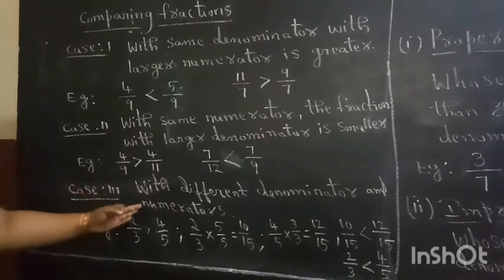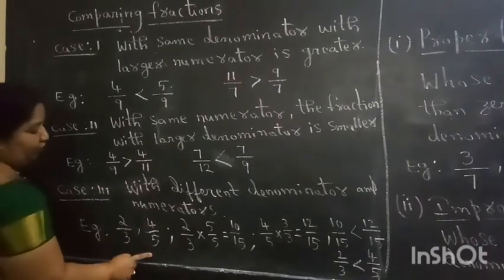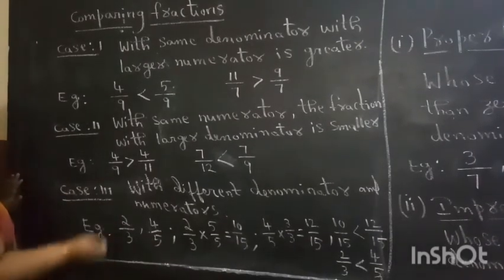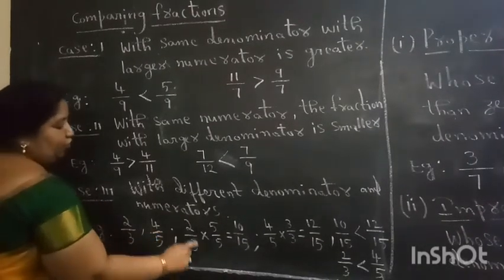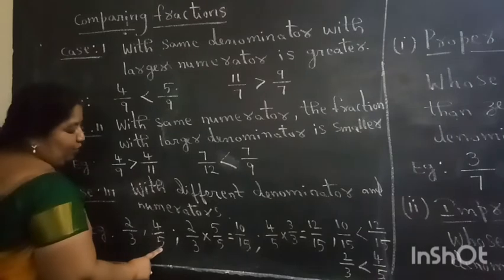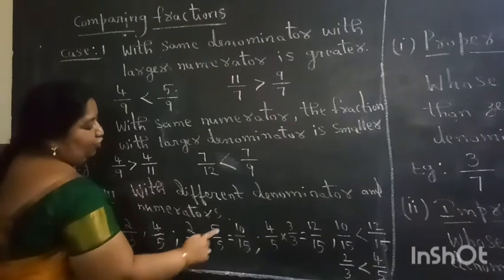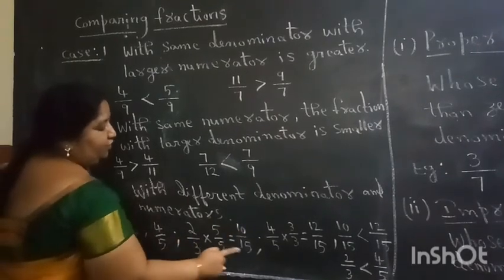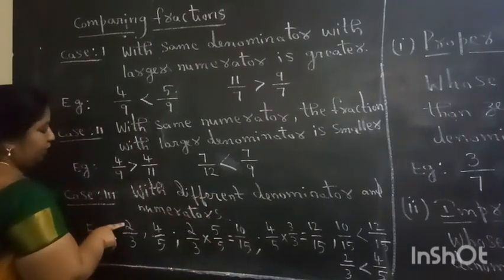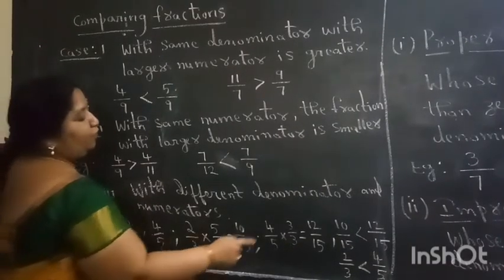Third case: with different denominators and different numerators. How? Here 2 by 3 and 4 by 5, both have different numerators and different denominators. Take the first fraction 2 by 3. In the second fraction, the denominator is 5, so you multiply 2 by 3 with 5 by 5: 2 5s are 10, 3 5s are 15. Next, take 4 by 5. In the first fraction 3 is the denominator, so you multiply 4 by 5 with 3 by 3.